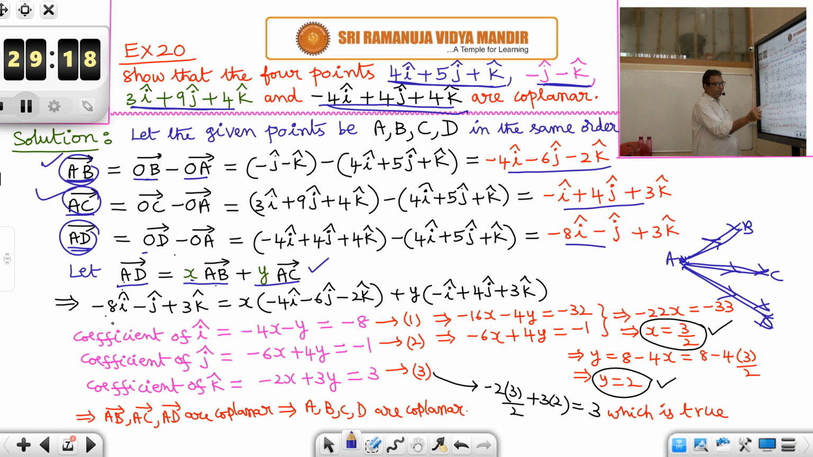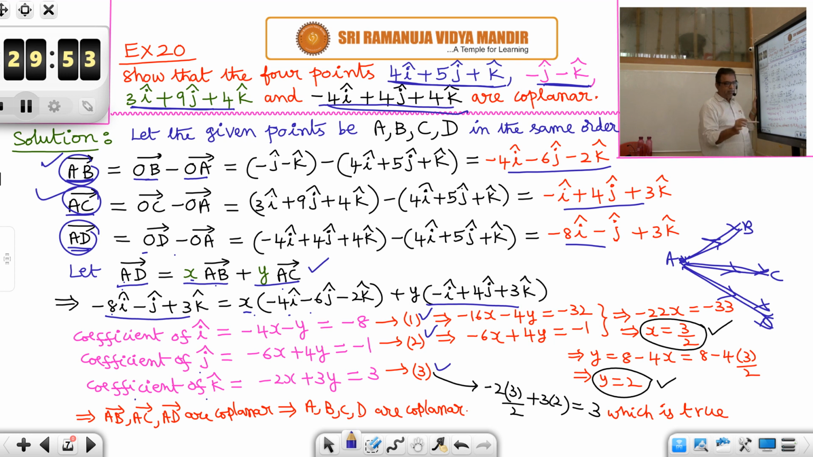So I am taking it like that: AD bar on the left side, x into AB bar plus y into AC bar. Okay. Now equate the coefficients of i, j, k on both sides. Equating the coefficient of i, you will get one equation in x and y, the first equation. Equating the coefficient of j, you will get another equation in x and y. Equating the coefficient of k, you will get another equation in x and y. These 3 equations should be consistent.